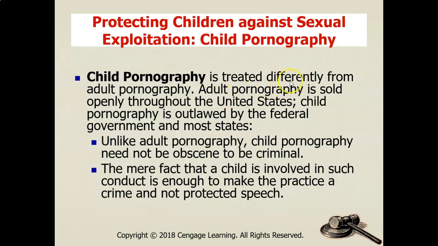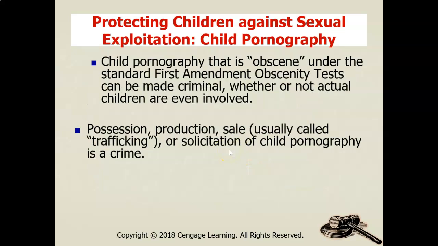Child pornography is treated differently from adult pornography. Adult pornography is sold openly in the United States. Child pornography is outlawed by the federal government. Unlike adult pornography, child pornography need not be obscene to be criminal. So when we start looking at the pornography, what are we seeing and why is that being put out there? The mere fact that a child is involved in such conduct is enough to make the practice a crime, and it's not protected by the speech or First Amendment.